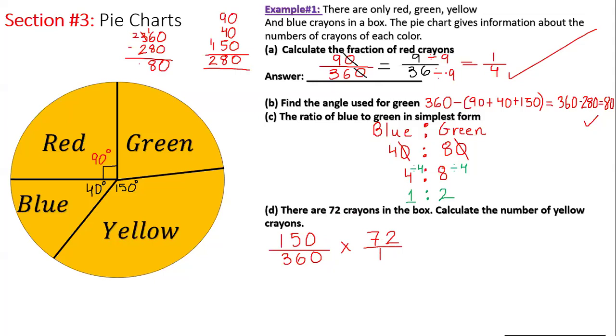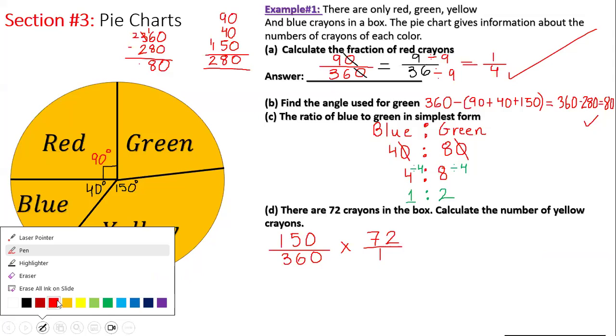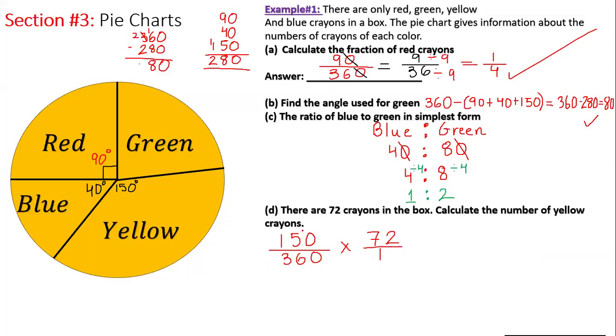And so at this point, what we do is we cancel the zeros. We cancel this 0 with that 0. So we are left with what? It's going to be equal to 15 over 36, multiplied by 72 over 1.